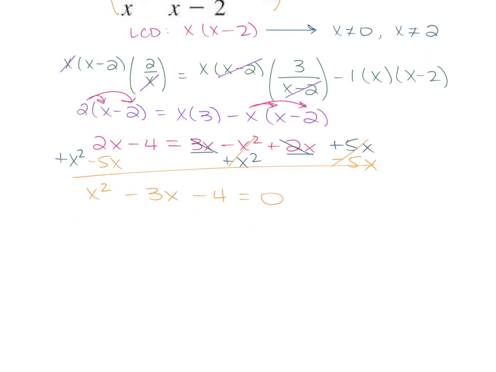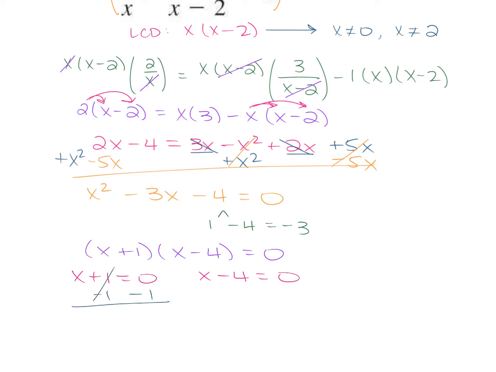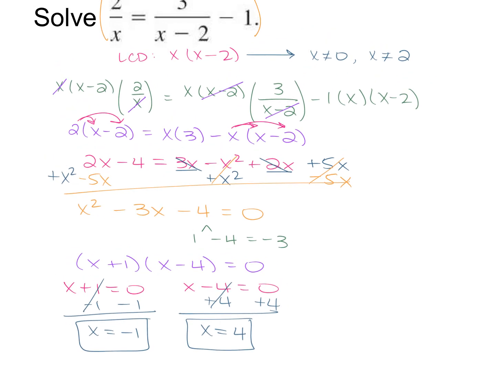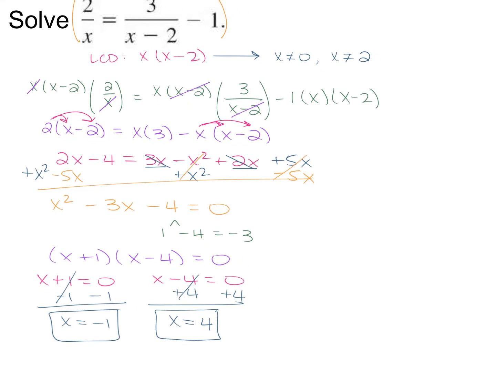Your factors of negative 4 that add up to be negative 3 are 1 and negative 4. So this factors to give you x plus 1 times x minus 4 is equal to 0. We're going to set both of those equal to 0 and solve them. The 1 you're going to move over by subtracting it from both sides, so you get that x is equal to negative 1. The 4 you move over by adding it to both sides, and you get that x is equal to positive 4. You have negative 1, you have 4, you need to check these. It's neither 0 nor 2, so those two are your solutions.